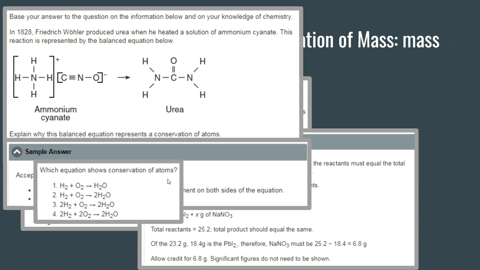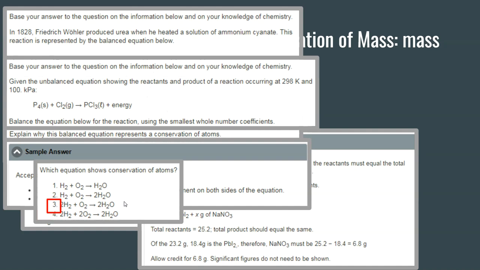Conservation of mass is illustrated when the number of atoms of each element present is equal on both sides. So which of these equations shows that? It has to be equation 3. There are 4 hydrogens present on the left, 4 on the right, 2 oxygens on the left, and 2 on the right because that coefficient is modifying that oxygen.